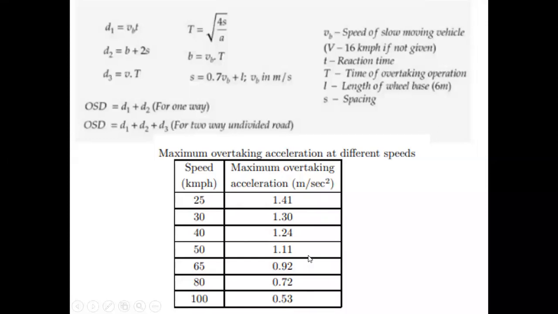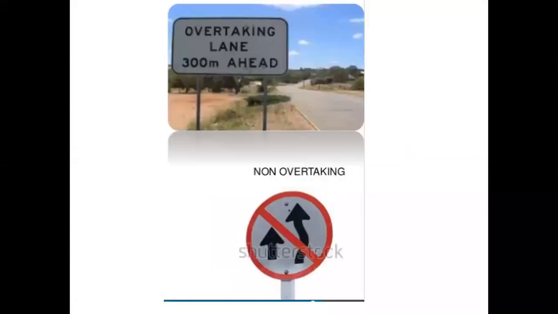Got it? You can see here this is a signboard which shows there is an overtaking lane 300 meters ahead. You can overtake there. And this is the symbol that you shouldn't overtake in this particular road stretch. Non overtaking.